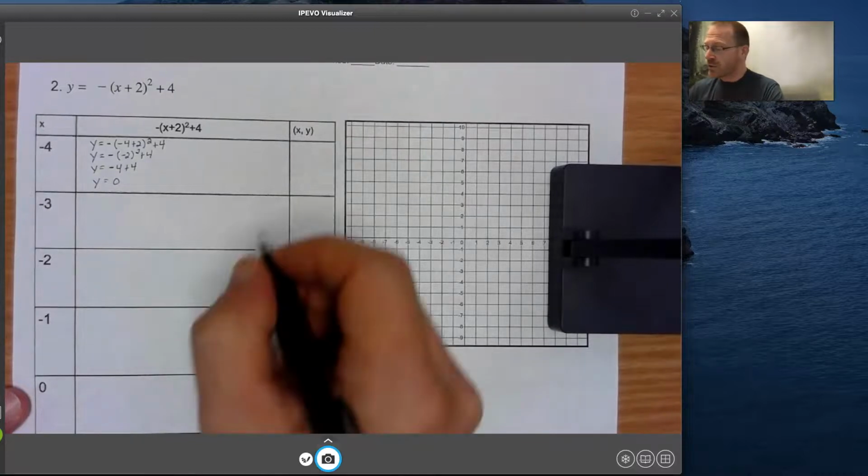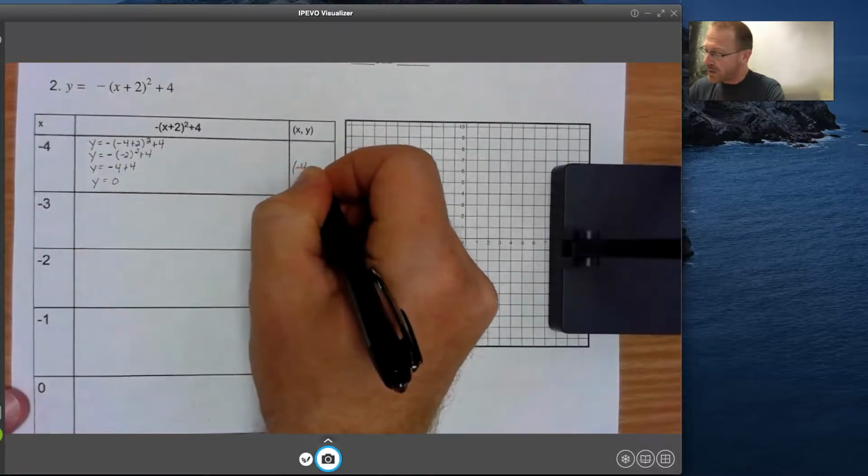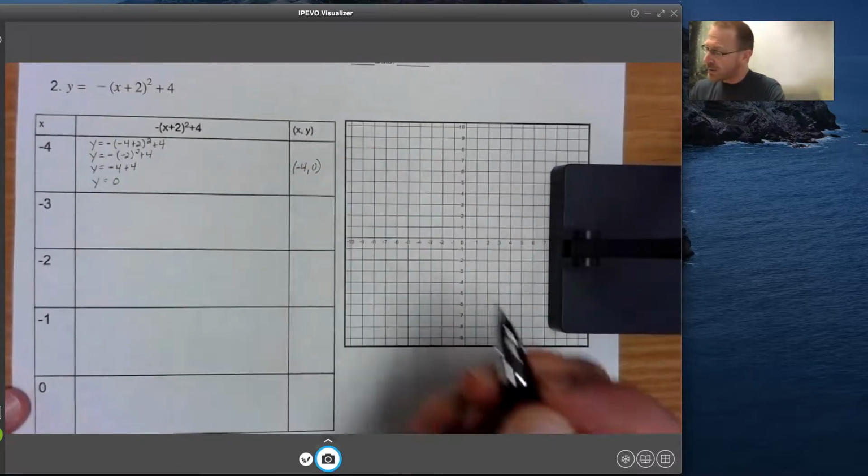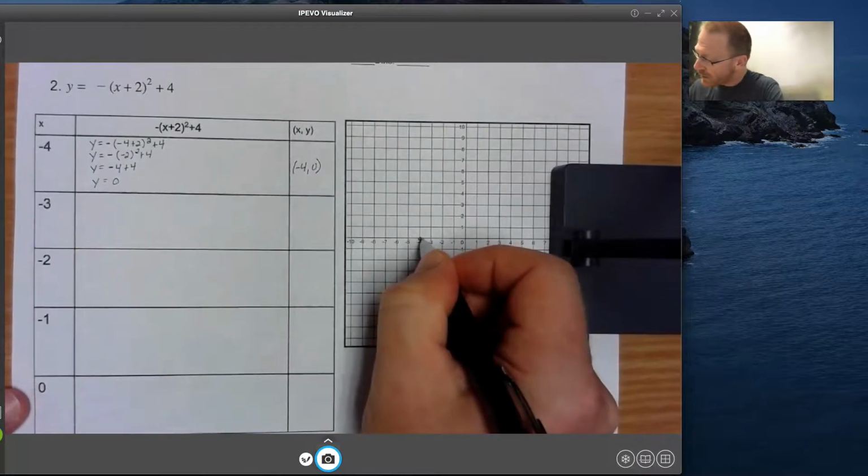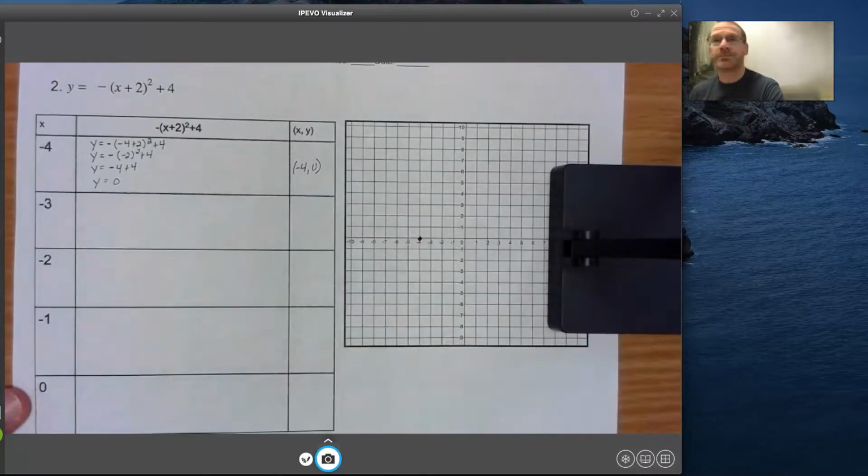So my first point, x was -4 and y was 0. So -4, 0 right there.